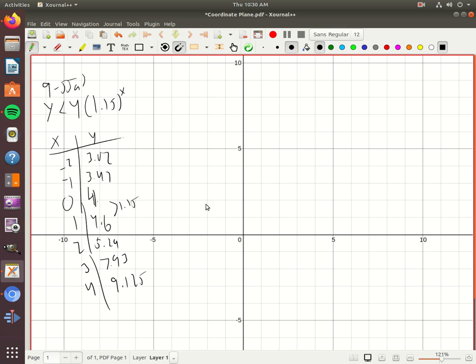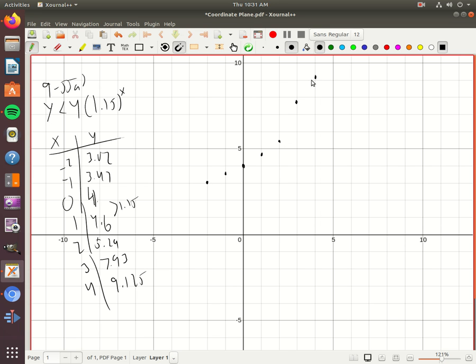So -2 is around 3. -1 is like 3.5. 0 was 4. 1 was 4.6. 2 was 5.29. 3 was 7.93. Finally starting to curve a little bit right here, right? It's not a very dramatic curve.